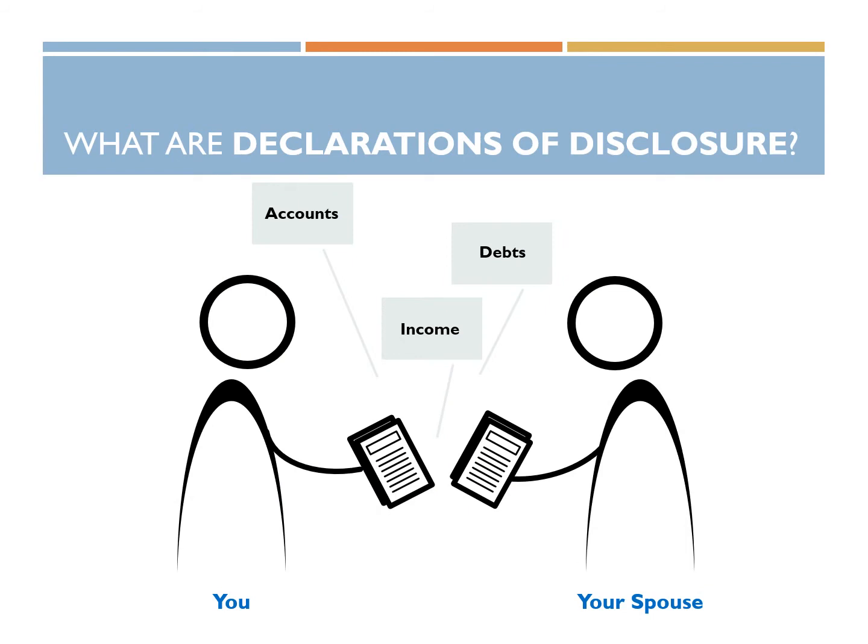In the state of California, declarations of disclosure are mandatory documents that married couples exchange to disclose asset, debt, and income information with one another. You can think of this as an exchange of all of your financial information, including bank accounts, properties, debts, monthly expenses, and income. When you do these now, they are referred to as your preliminary declarations of disclosure. Later on in your divorce case, you will submit your final declarations of disclosure, as your financial situation may have changed by the time your case is finalized.